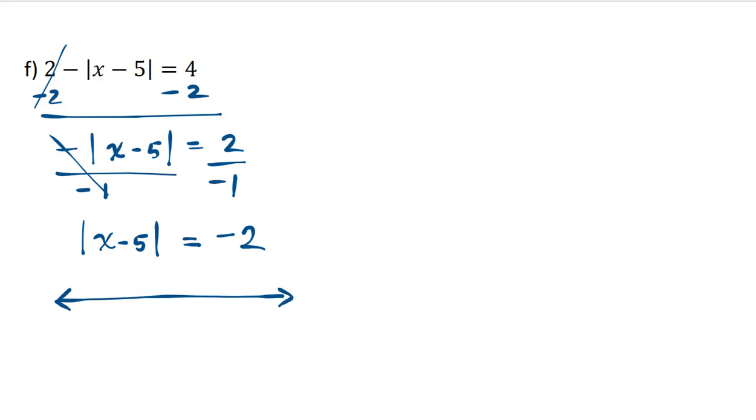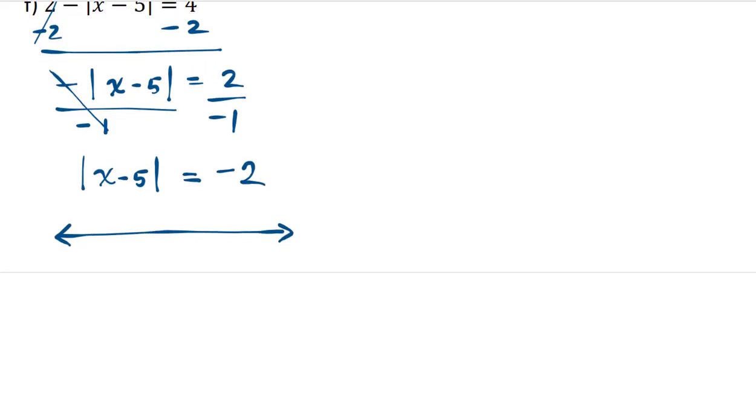Now, if we were to interpret this statement, this means x minus 5 is negative 2 units from the origin. There's no point on the number line that is negative 2 units from 0. Distance can never be negative, in other words, and therefore the result of an absolute value can never be negative, and hence the statement has no solution.